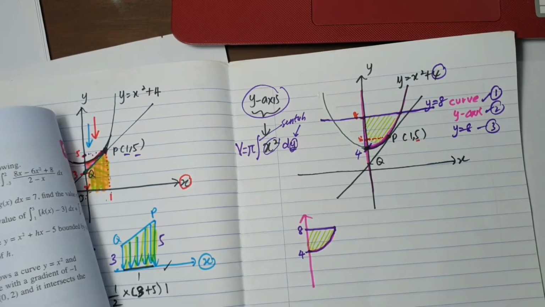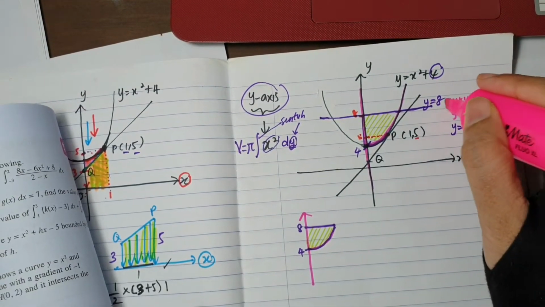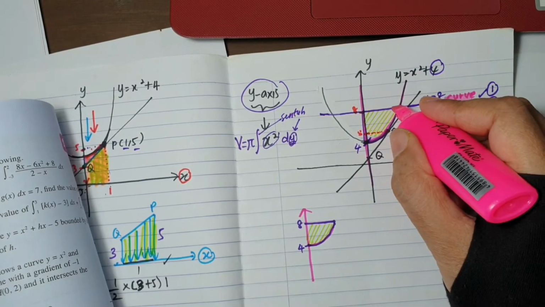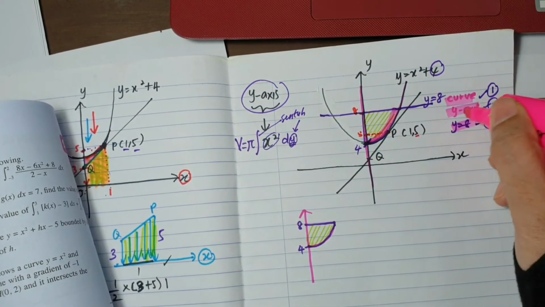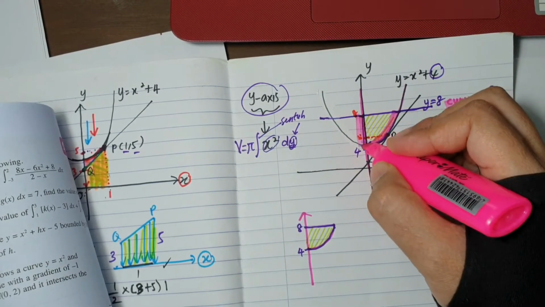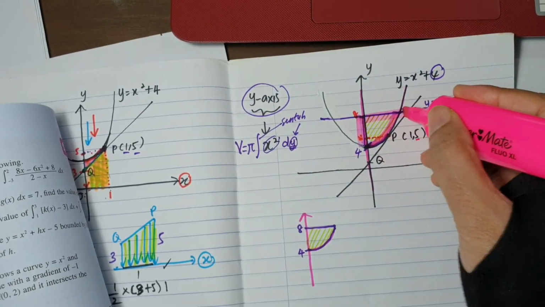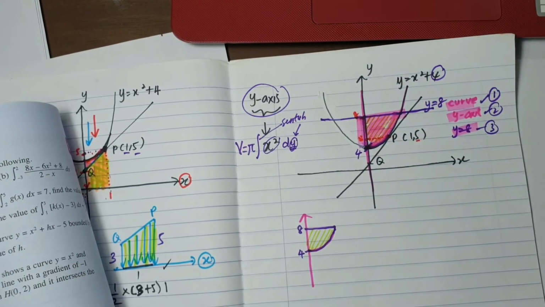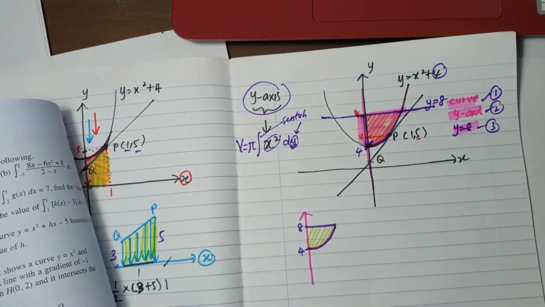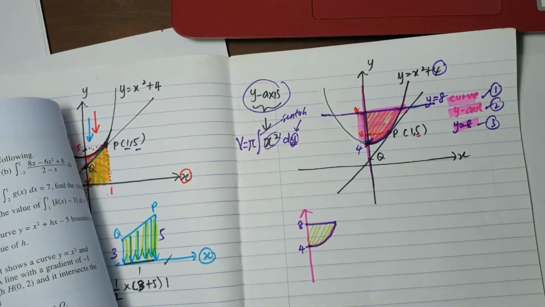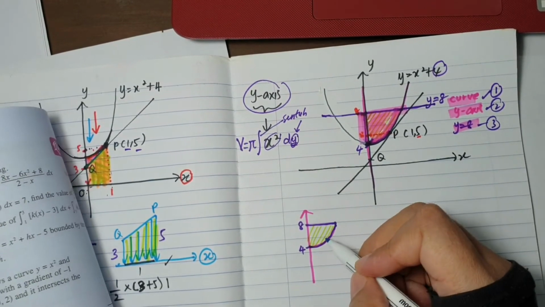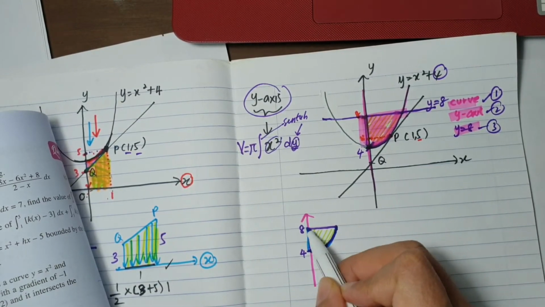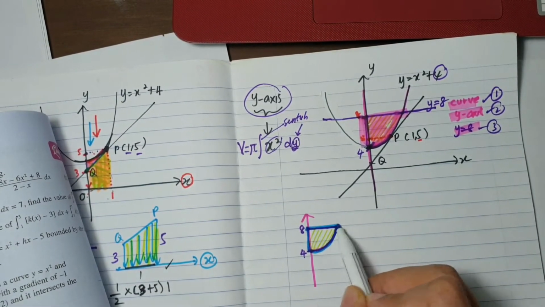Okay, check again. Three graphs are involved. The first one is the curve, this one. Second is the y-axis, this one. And third is the line y equals 8. So that's why the region is here. Once again, the region is bounded by the curve, the y-axis, and the line y equals 8.